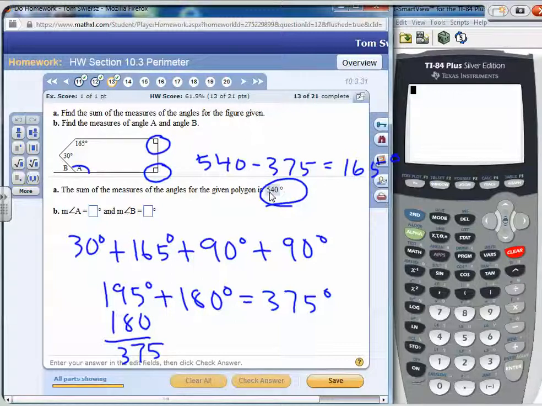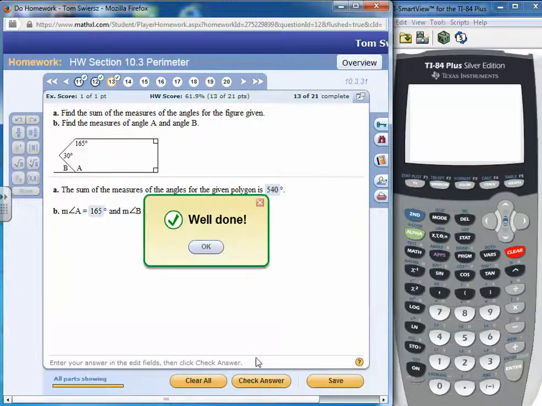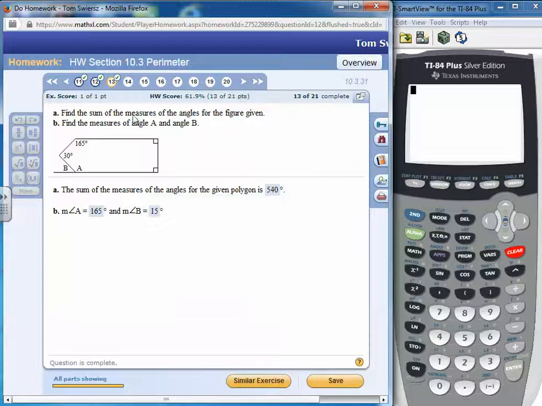Now angle B is going to be what? Angle A and B form a straight line, so A and B add up to 180. So angle B is going to be 180 minus the measure of angle A, 165, which will give us 15 degrees, right? Okay, so just subtract from 180 the measure of angle A. So again, angle A, after we add them up and subtract from 540, is 165. And so angle B, 180 minus 165, leaves us with 15 degrees. Okay?